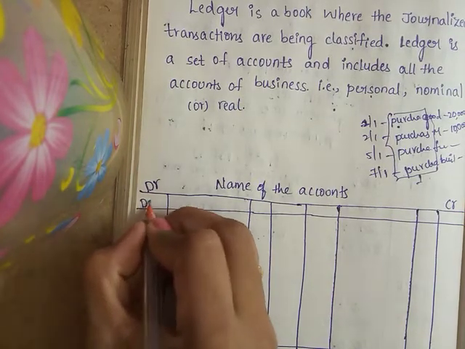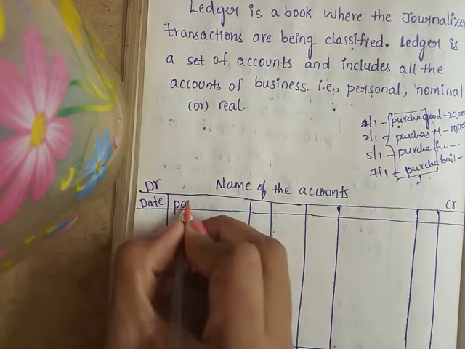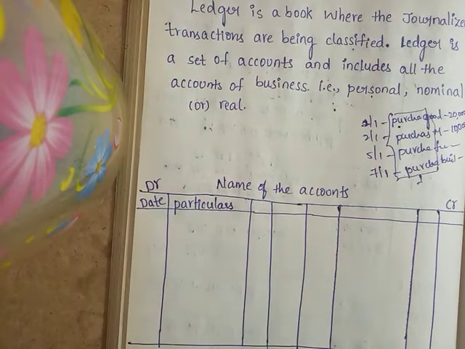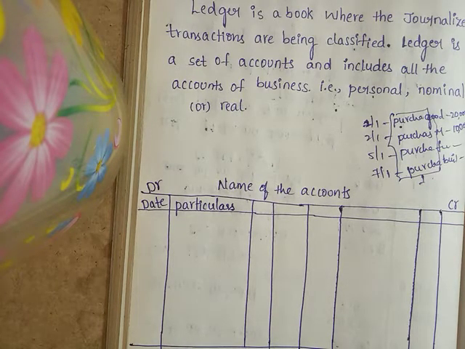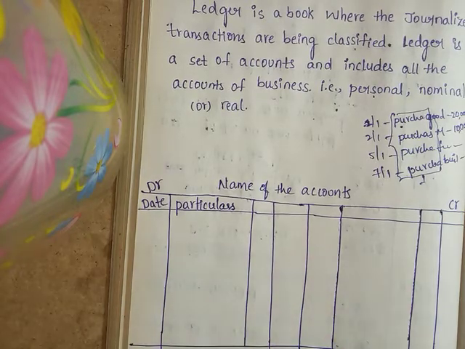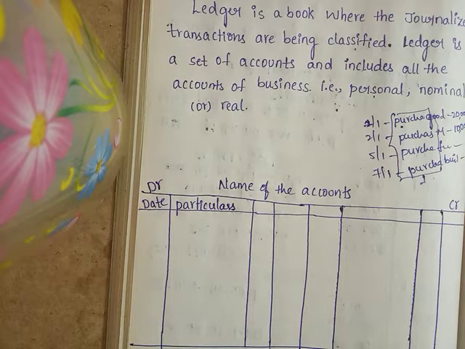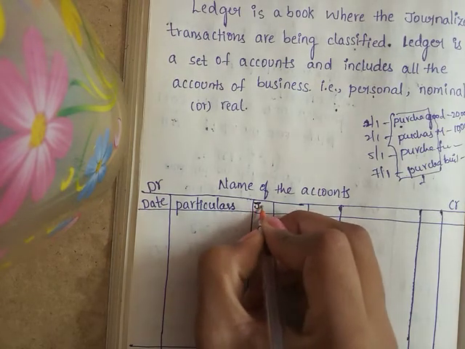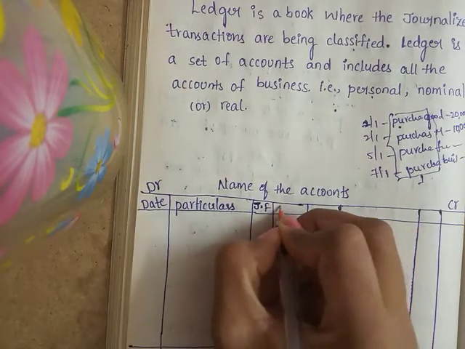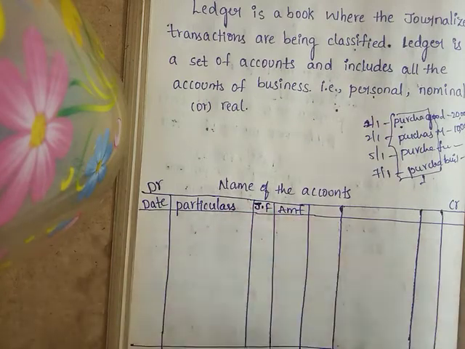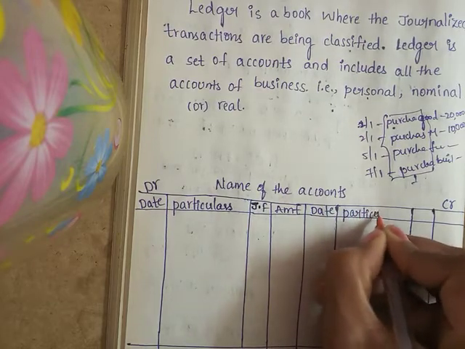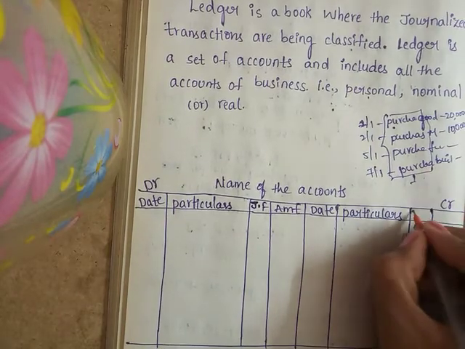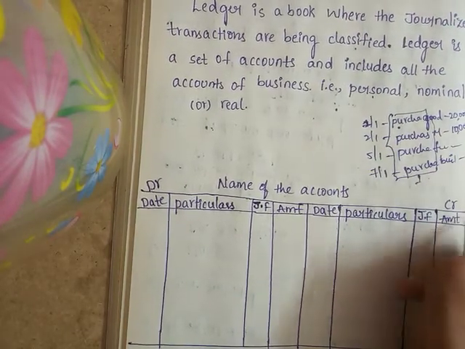The first column is date, then particulars. In journal we wrote an LF number; in the journal we have to write the page numbers of the ledger accounts where we have to prepare that ledger account. In the ledger account we write the JF. JF means journal folio number: in which page you recorded the transaction. Next is amount. Same as the right side also: date, particulars, JF, amount.